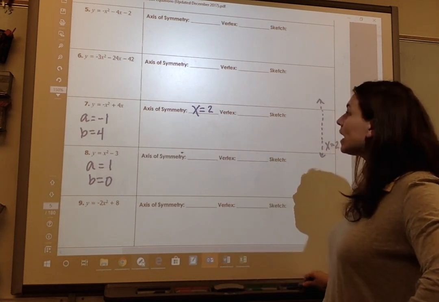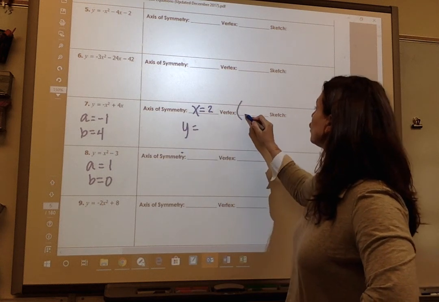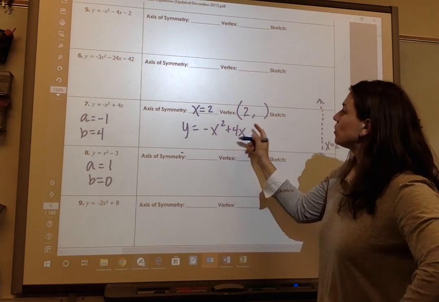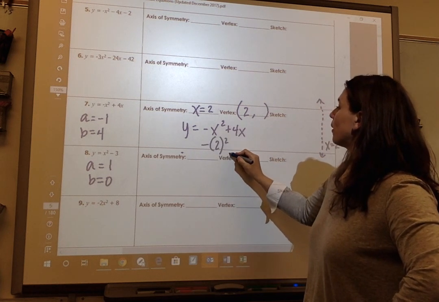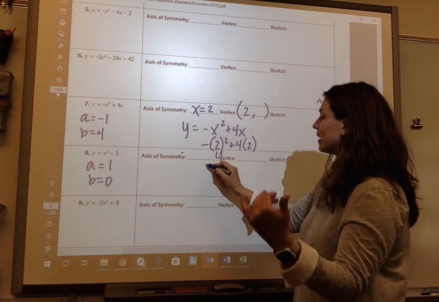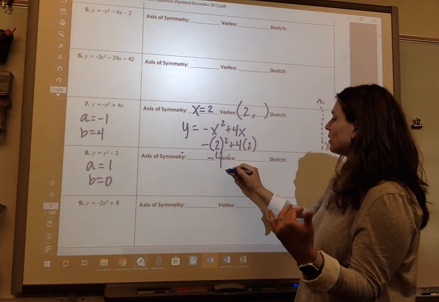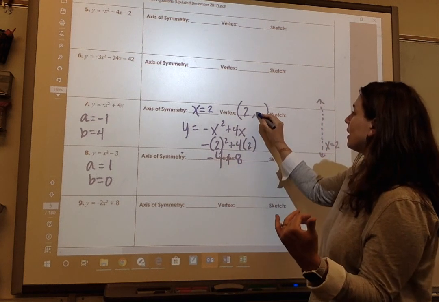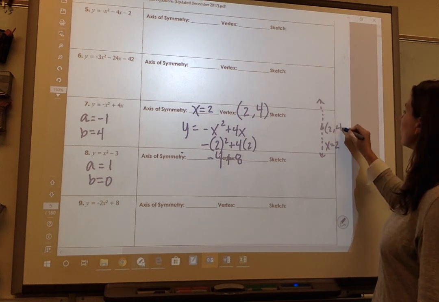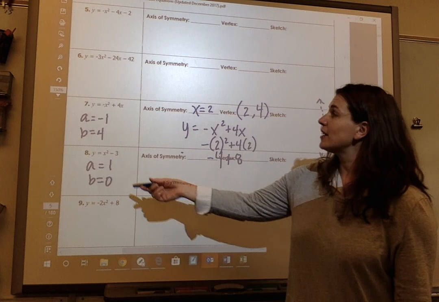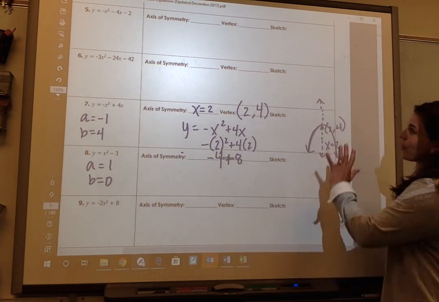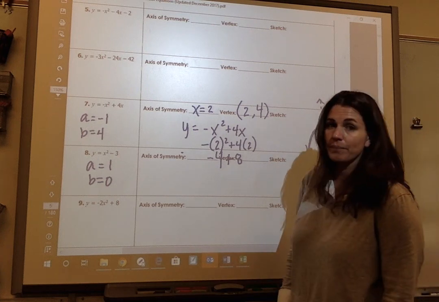And now to find my vertex point, I'm simply going to plug in 2 for x and solve for y. So here I get negative 2 squared plus 4 times 2. So 2 squared is 4. Bring down that negative. 4 times 2 is 8. Negative 4 plus 8 is positive 4. So my vertex is 2, 4. And which way does my graph open? It's negative, so it goes down. So that's the criteria for a sketch, okay? All right, good luck.